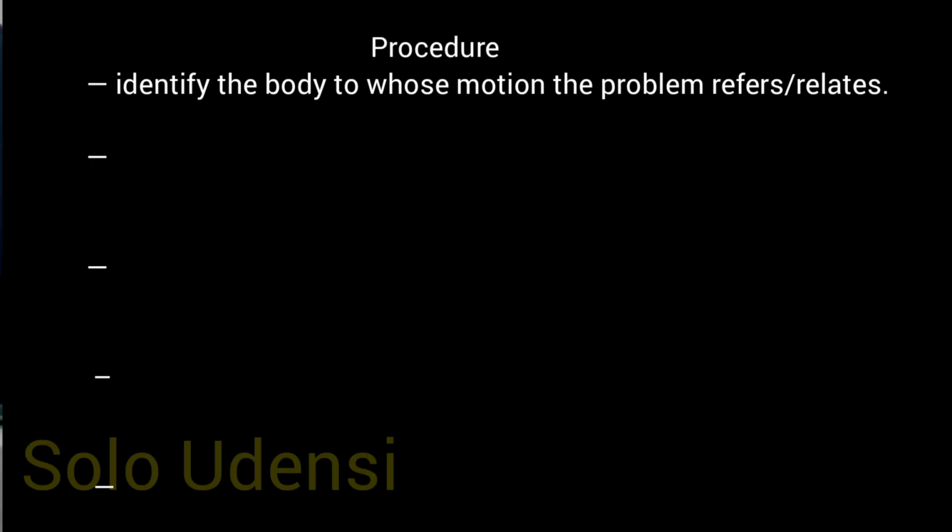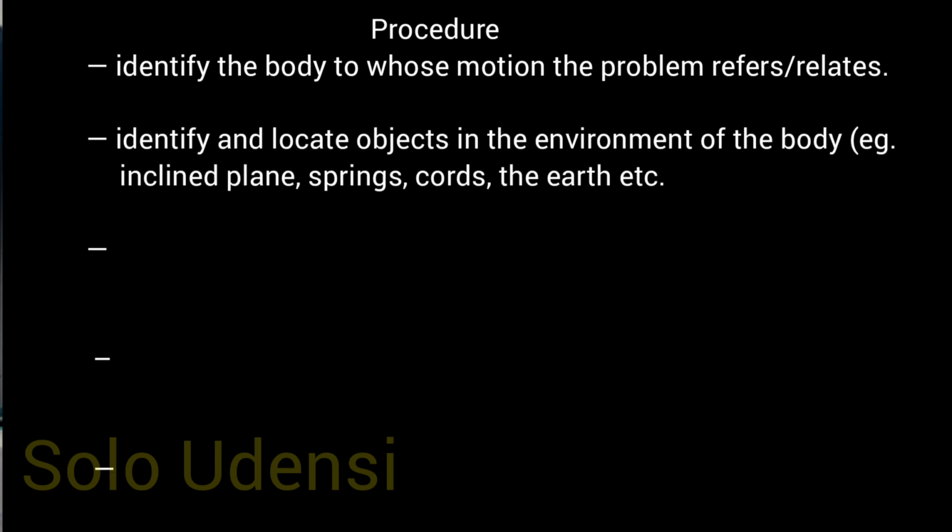The first thing is to identify the body to whose motion the problem refers. The body can be a moving mass, it can be a swimming person, it can be somebody jumping up, doing one form of motion or another. So the next thing you do is to identify and locate objects in the environment of the body. For instance, is it climbing an incline? Is it attached to a spring or a cord? Is it under the influence of the earth, and so forth and so on?